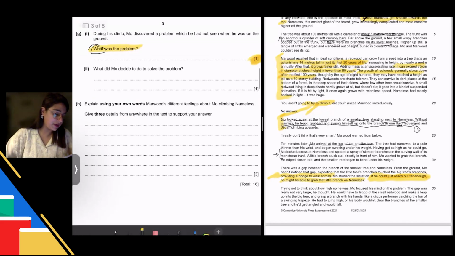Last one, explain using your own words. In this case, we are not just expected to use our own words, but also to include details, highlighting Marwood's different feelings about Mo's climbing Nameless. Give three details from anywhere in the text to support your answer. Now, this question highlights Marwood's feelings. So we're not talking about Mo, we're talking about three distinct feelings or opinions that Marwood, the other character, holds throughout the process of Mo trying to climb the Nameless.